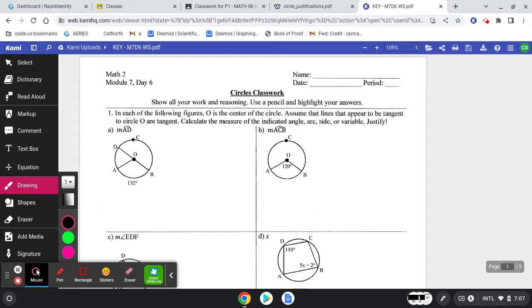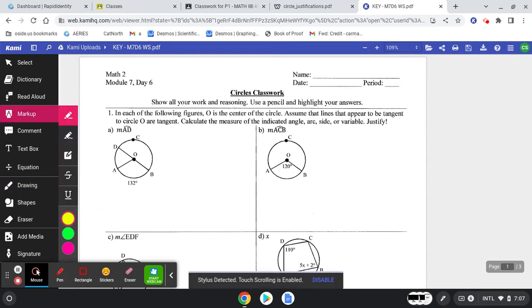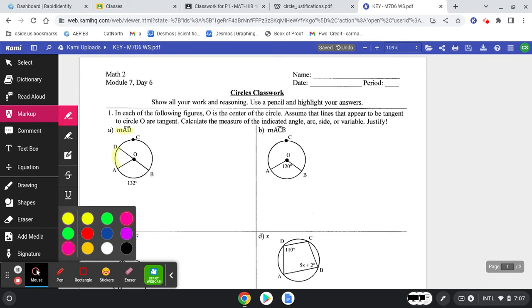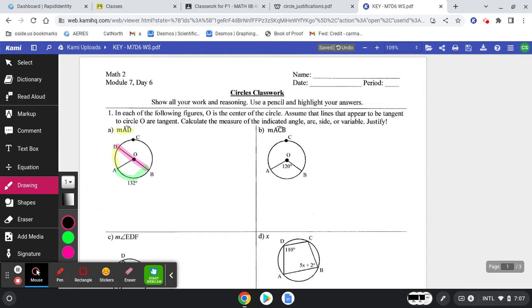So looking at this first one, I'm just kind of noting a few things. I'm noting that they want the measure of minor arc AD. And they've also given us a diameter, which I'm thinking, okay, that's like a semicircle, right? 180. And they've also given us an outside measure of a minor arc right here, already of 132. What do you think? How could we find that little measure?